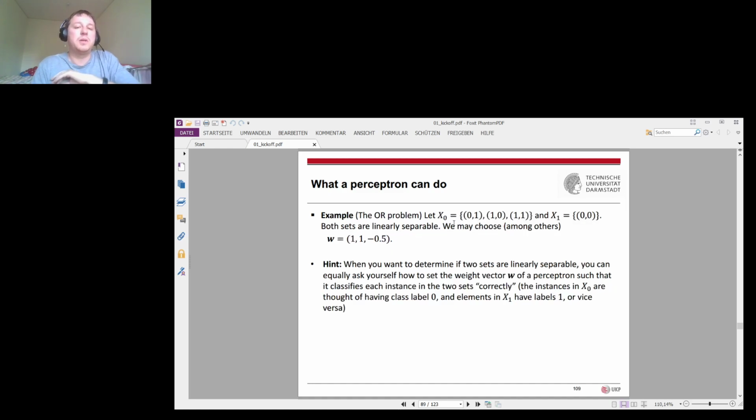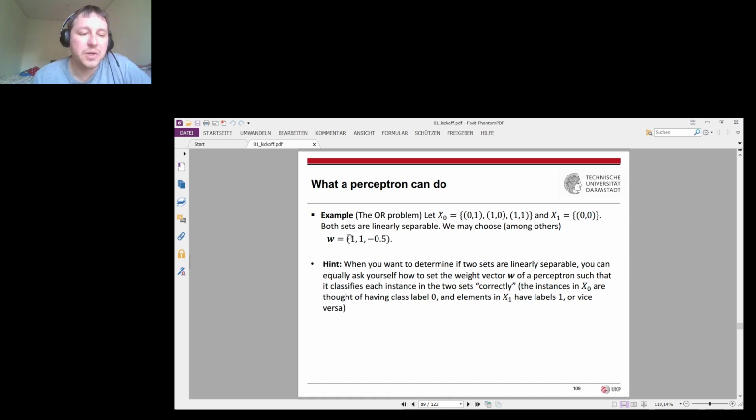Well, what is the OR problem? You can model the OR problem in terms of sets. So the OR problem could be considered as consisting of these two sets, x0 and x1. Why these two sets? Well, because the OR problem assigns the value 1 to all the points in here, and it assigns the value 0 to this point here. And now we show that the OR problem is linearly separable.